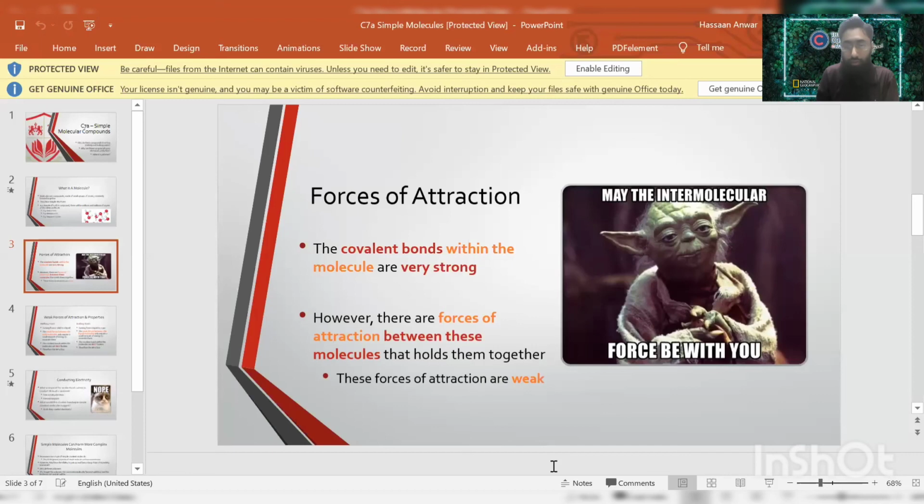At that slide, you see forces of attraction. The covalent bonds within the molecule are very strong. However, there are forces of attraction between these molecules that hold them together. These forces of attraction are weak. That is the reason the melting and boiling points of simple covalent compounds are not high.